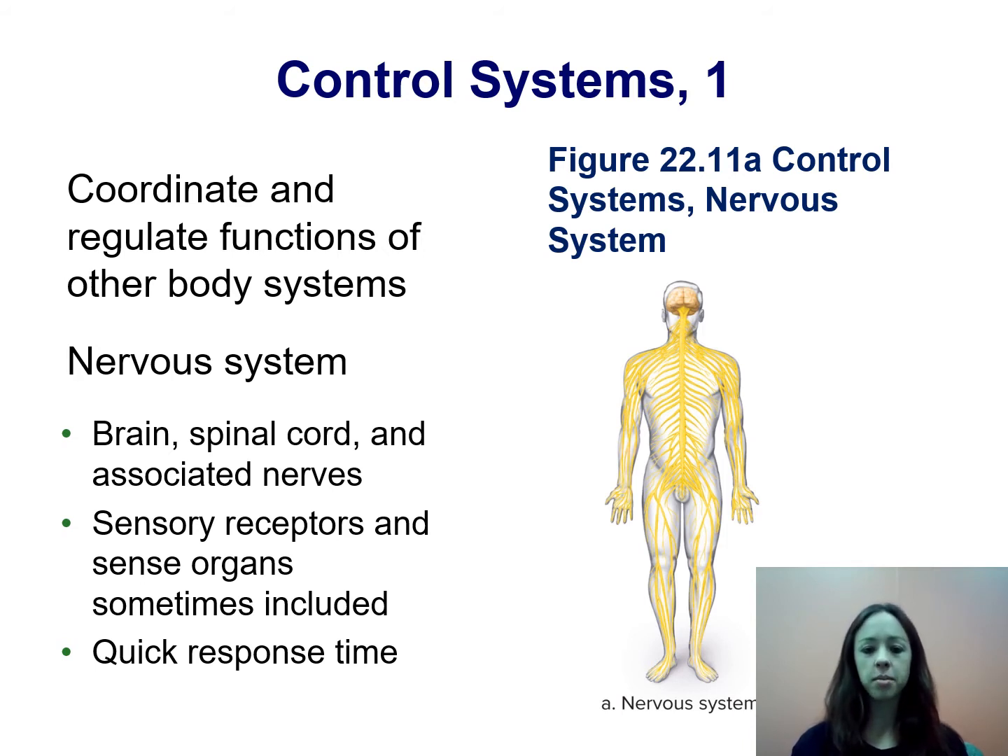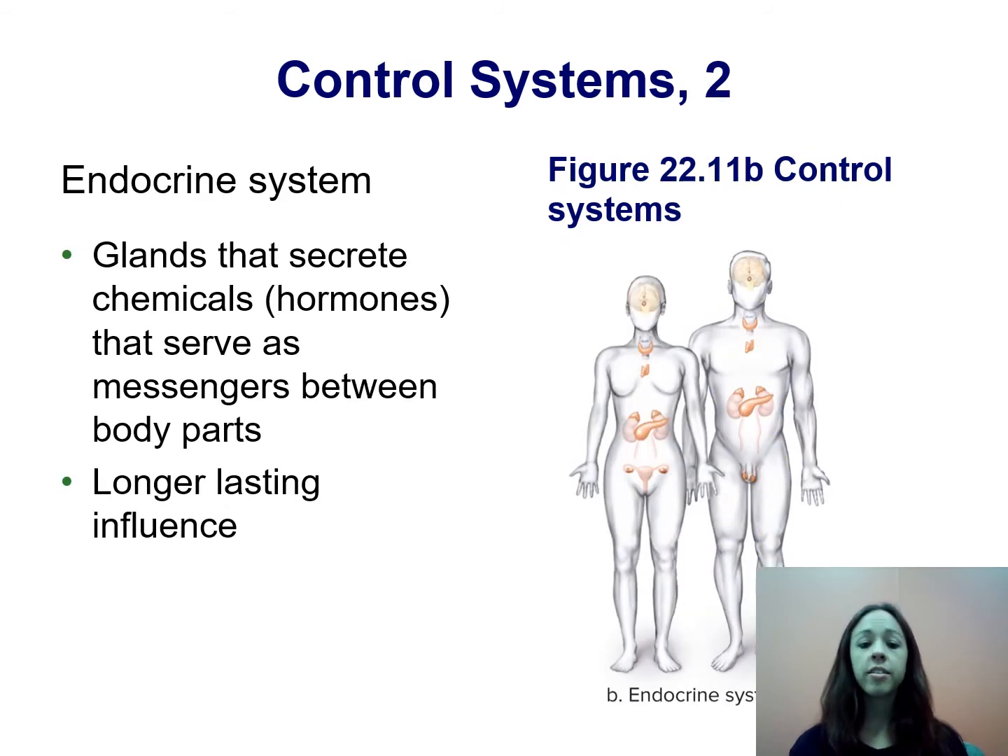The nervous system can be compared to the nucleus of the cell. The nucleus is responsible for the control and regulation of the cell. The effects of the nervous system tend to not be very long.